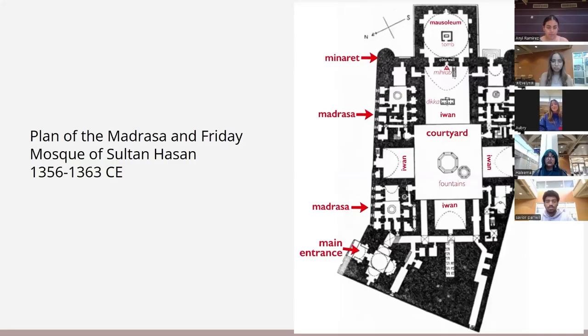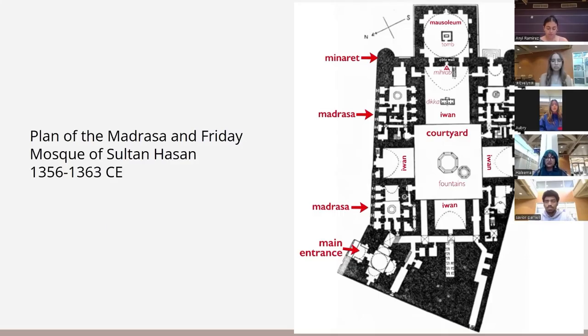And then we have the plan of the Madrasa and Friday Mosque of Sultan Hassan. Each corner of the central courtyard contains a doorway into one of the four madrasas, and each one is dedicated to one of the four schools of law. The madrasas include their own small courtyards and four-story student housing blocks.